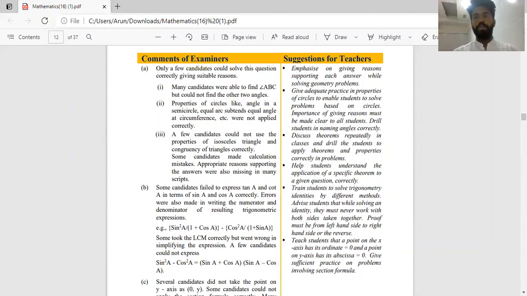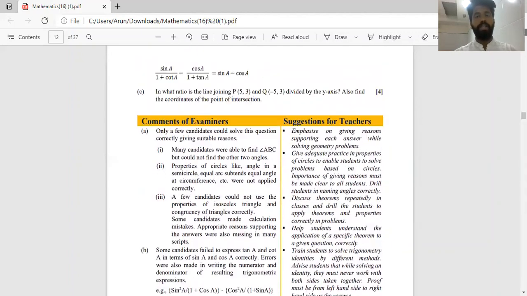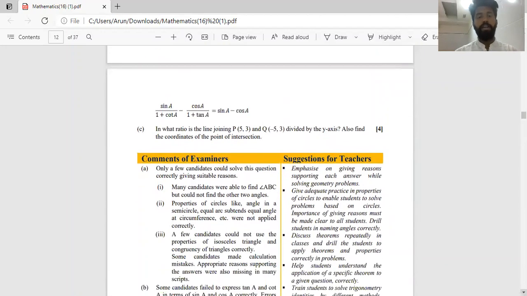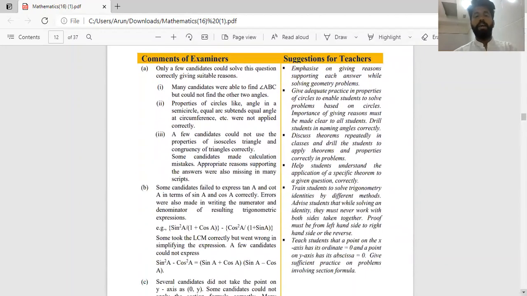All right. So these were the points you need to keep in mind for the first question. Second is, prove that sin A upon 1 plus cot A minus cos A upon 1 plus tan A is equal to sin A minus cos A. So this is a question from trigonometry of LHS and RHS.